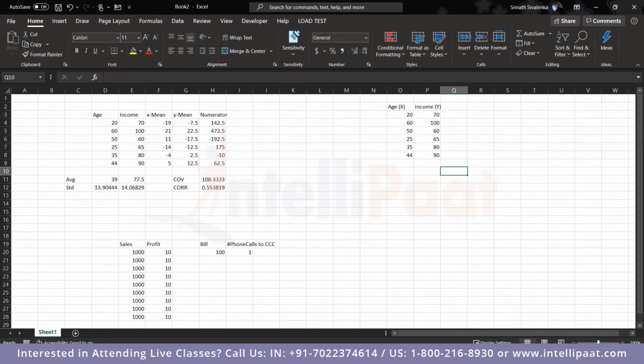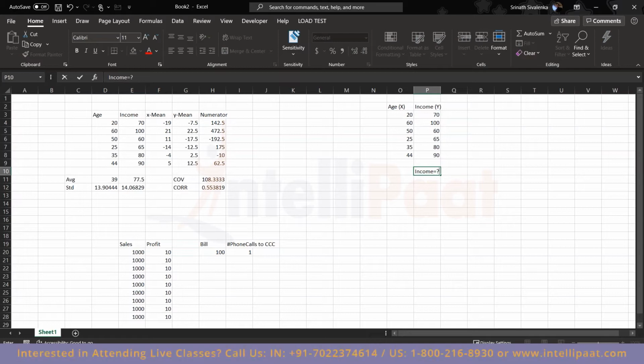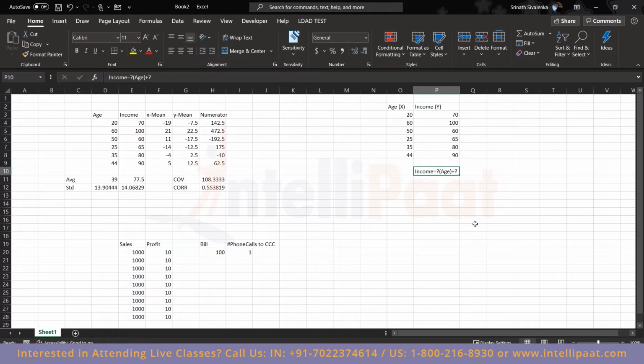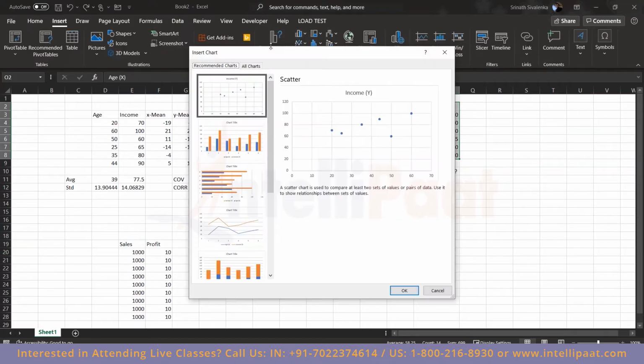And so I'm looking at an equation that basically looks like this, which says that income is equal to some value times age plus some other value, something in that form. Okay. So let's actually try and perform a simple linear regression here. And it's actually very easy to do. Let's go to home and go to insert. Let's insert a chart.